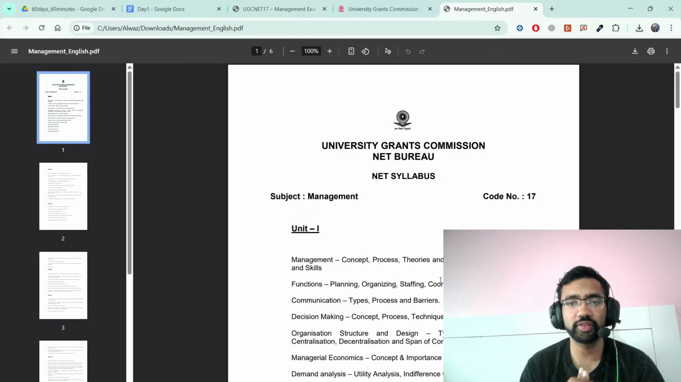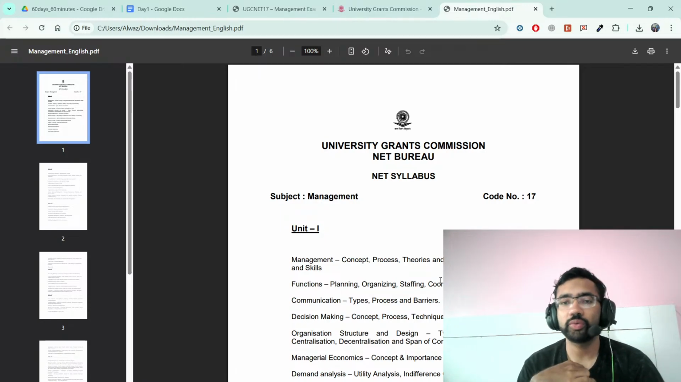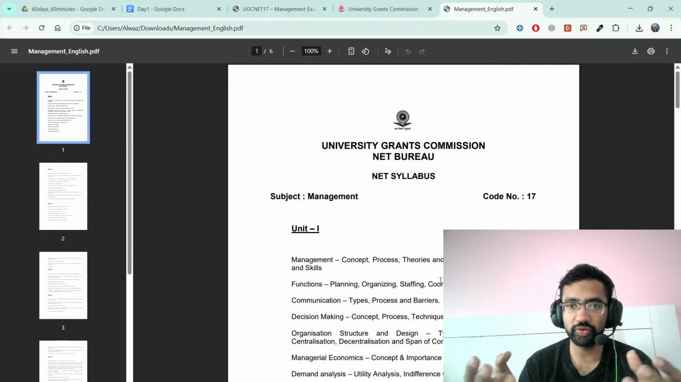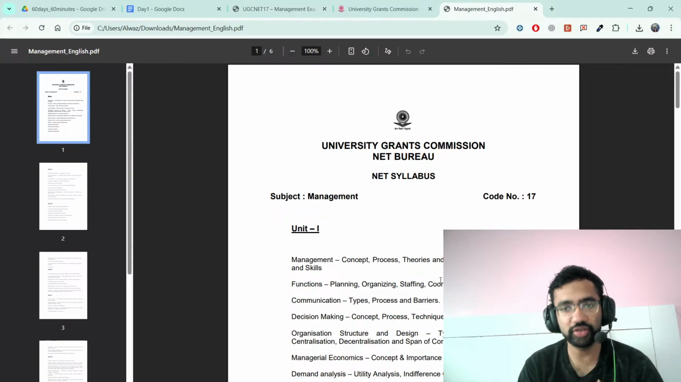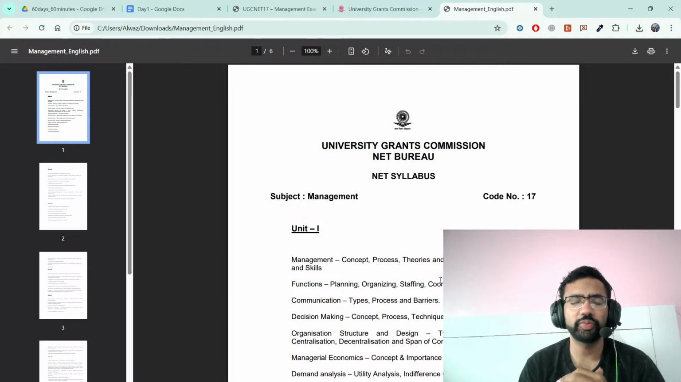Rote learning in the sense you don't need to apply your brain for the content. If you have already gone through the content, you will know the answer directly. There will be tons and tons of theories you will come across in this syllabus. What you'll observe is they won't ask you a question on the application of a theory, like how, if you apply this theory, what will be the outcome? No such questions are asked generally up to now.